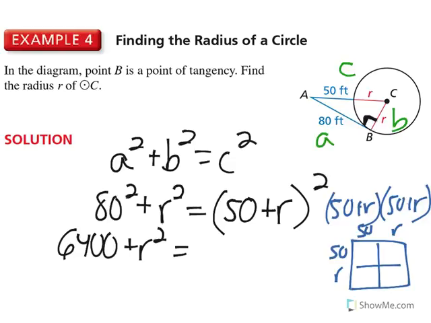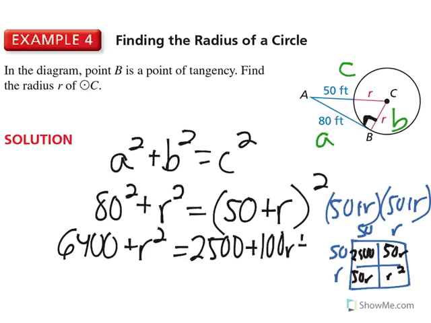So if I do the box method real fast, I'm going to do 50 times 50. Basically 50 squared gives me 2,500. 50 times R gives me 50R. Again, 50 times R gives me 50R. And then R times R gives me R squared. These are all the parts I can write out together. So I would have 2,500 plus 50R and 50R together. I can combine those because they both have an R on them. So that's 100R plus R squared.